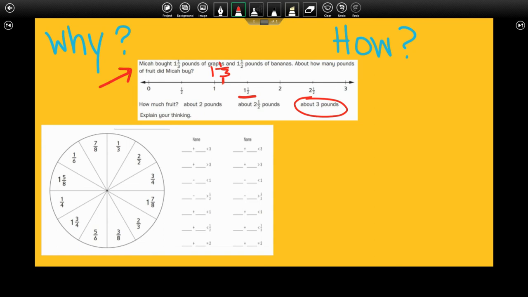We might say that I know that 1 whole plus 1 whole is 2. And the fractions that I'm trying to approximate in my head or look at on a fraction number line, I can see 1/2, I can see 1/3. So I know it's going to be bigger than 2 1/2 because I've already got the half here. So it's going to be a half plus a third, so that's closer to 3 pounds. So in your explanation, you're going to need to explain that.